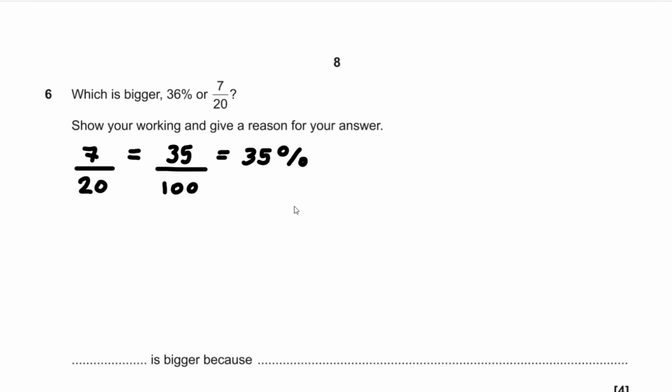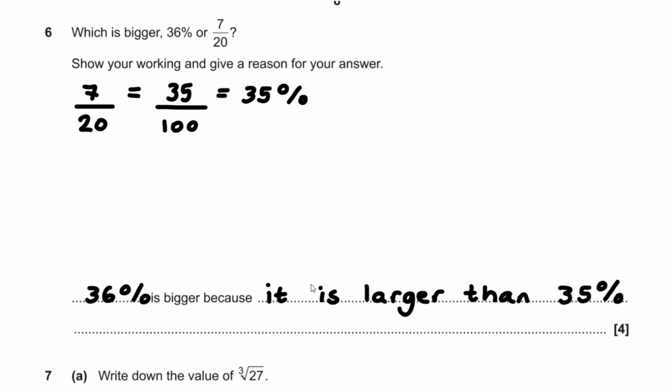So which is bigger? Well, 36% is bigger because it is larger than 35%, and the 35% is the same as 7 over 20.